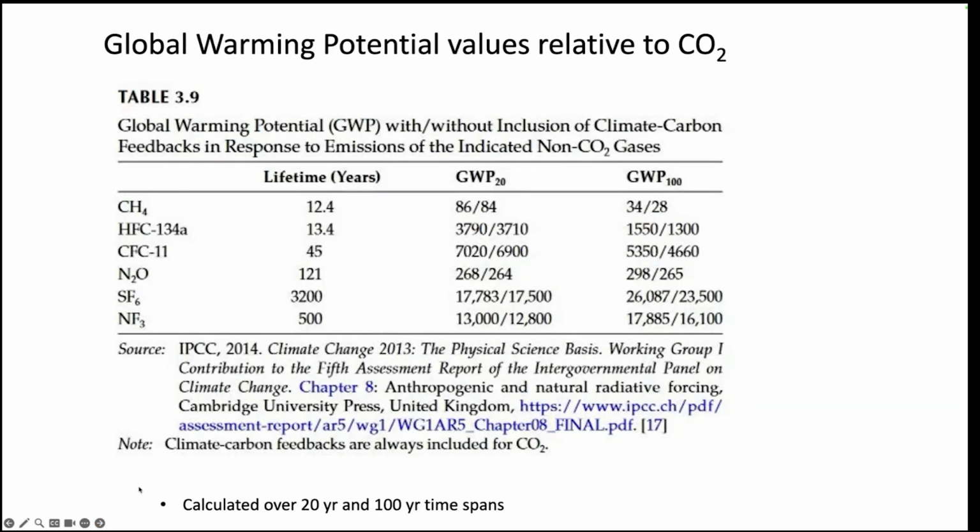So these are the global warming potential values relative to CO2. So CO2, let's see, it's not in here, but these are lifetime of gases in the atmosphere. Methane is 12 years, hydrofluorocarbons, fluorocarbons, nitrous oxide, sulfur fluoride, nitrogen fluoride. So this is the global warming potential for each of these per unit.